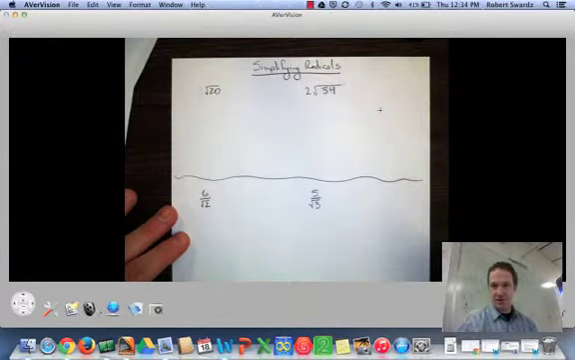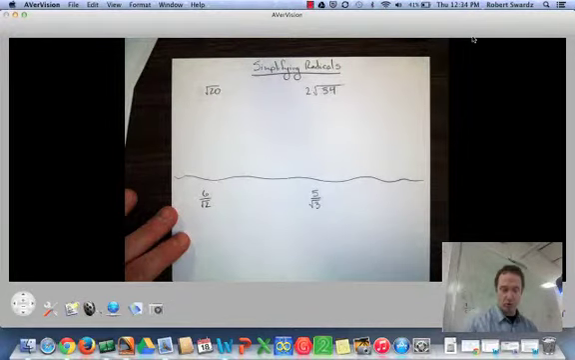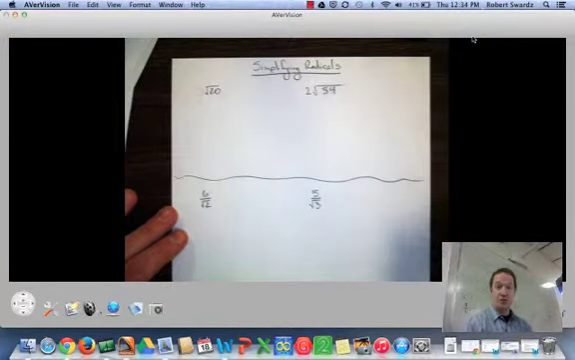Hi there everybody. This video is about simplifying radicals or square roots. The radicals could be square roots, it could be cube roots, there are lots of different kinds of radicals. Here we're going to focus on square roots and how to simplify those. And you're going to be using this when you're finding missing sides in special right triangles.